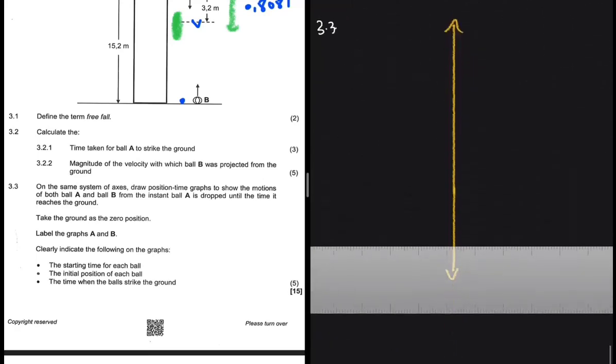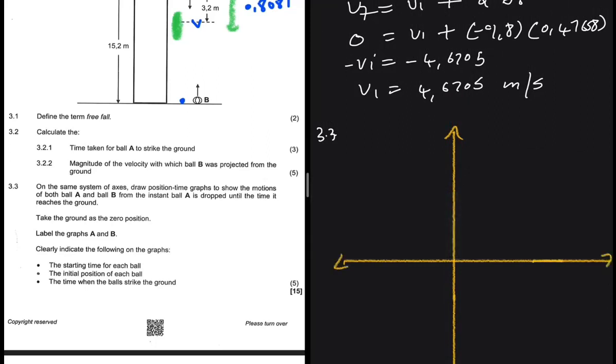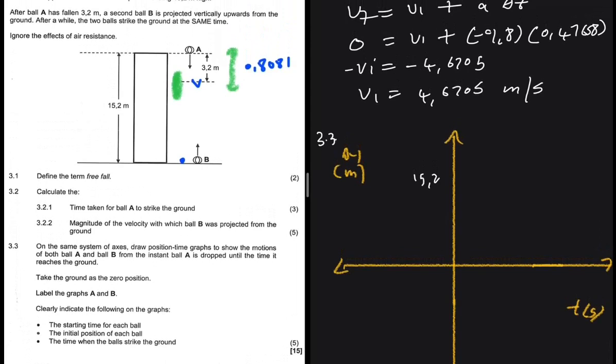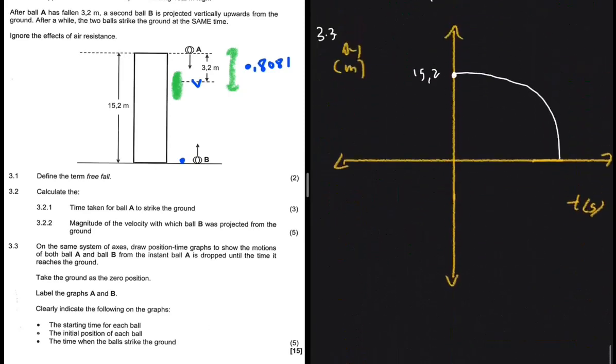So the x-axis, there we go. Obviously on the x-axis we're going to have the time in seconds, and on the y-axis we're going to have delta y in meters. Maximum height 15.2. Let's start with ball A. Ball A starts from 15.2 and then goes down until it strikes the ground. It takes 1.76 seconds for that motion. So we have 1.76 seconds.